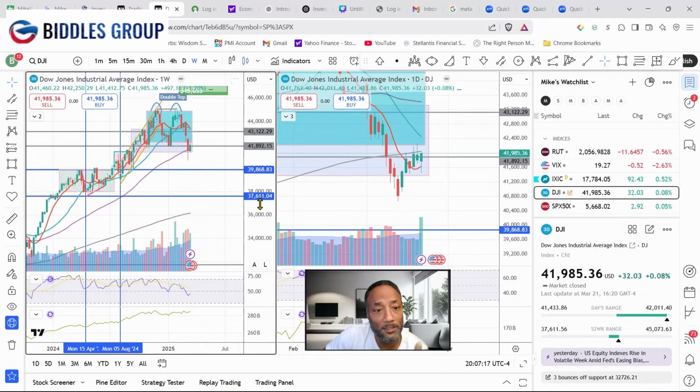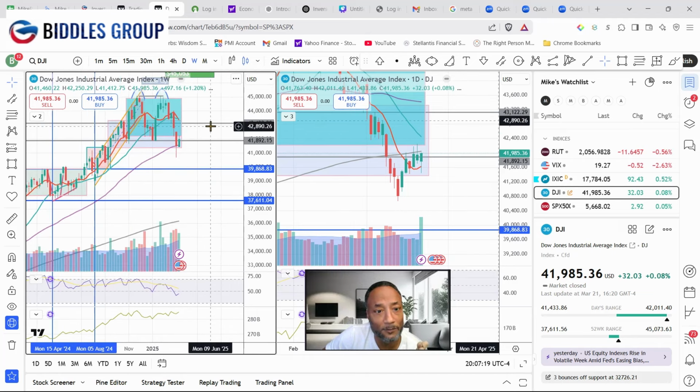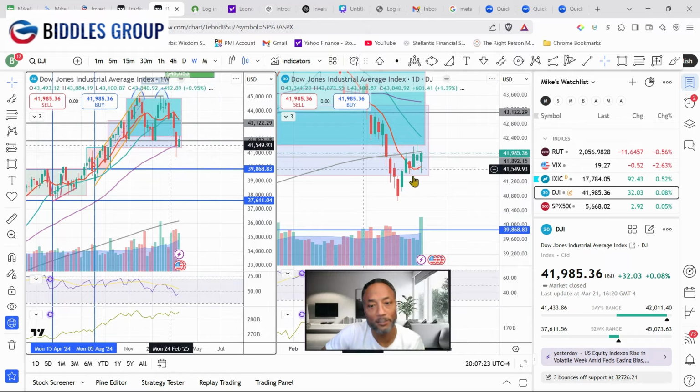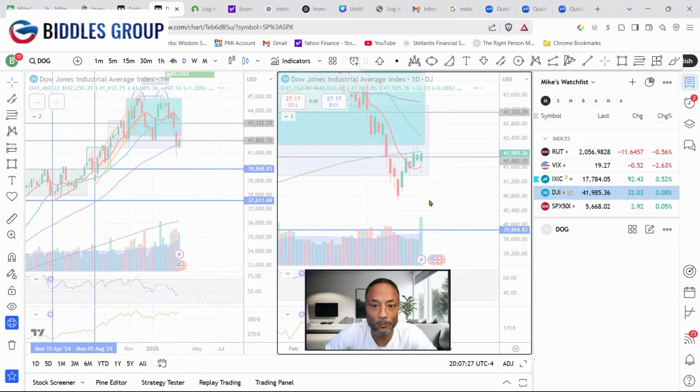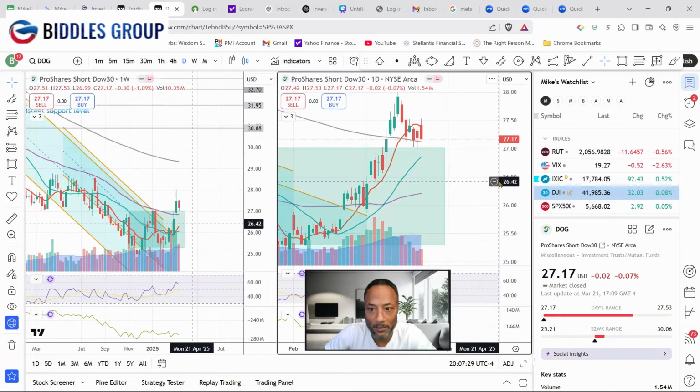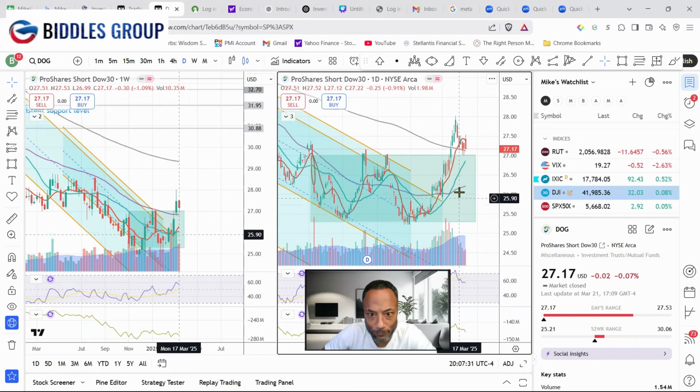So, for example, this might hit this $43,000 level. We might not go to 45, but it might hit mid-range. So if we expect that to happen, we can go to the dog and we can see what our price is going to be. If we expect it to hit mid-range, our price is about $26.50, $26.43. That's going to be a nice price to get in at.